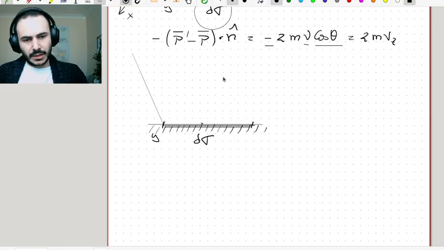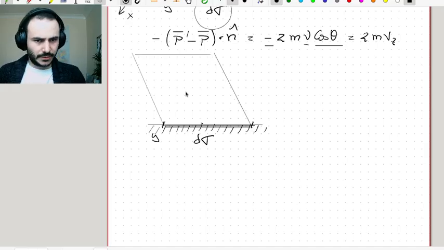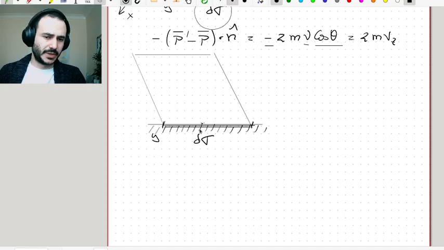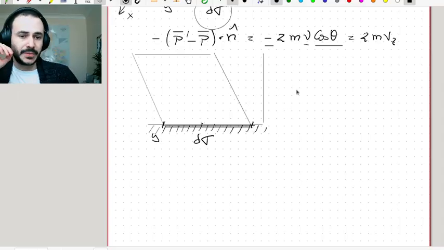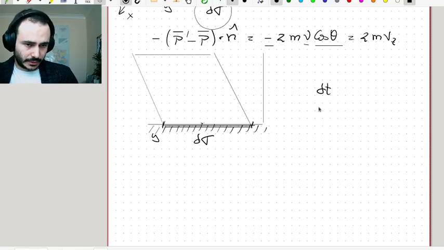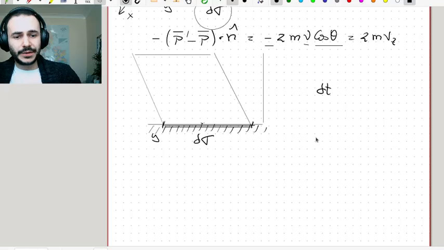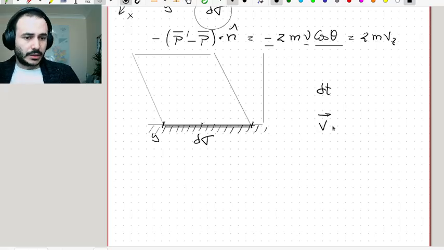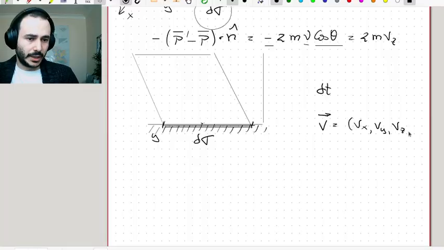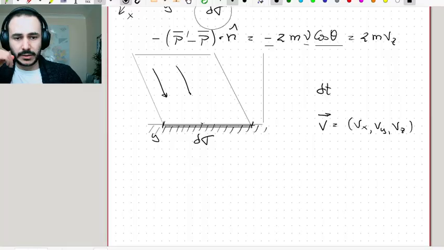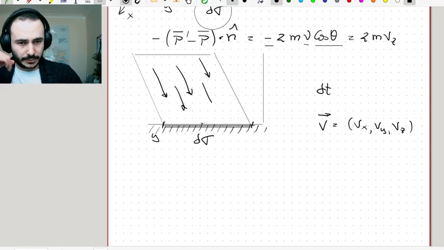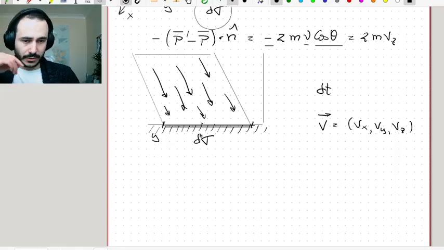Well, it's all the particles that are contained. Let's be precise, I'm asking myself how many particles are going to collide with this infinitesimal element of area in a time dt, with a velocity in the infinitesimal neighborhood of b, where b is a certain velocity specified with x, y, and z components. So I'm looking at all particles which are exactly parallel to each other, which have enough time to approach and actually collide with the infinitesimal element of area, d sigma.